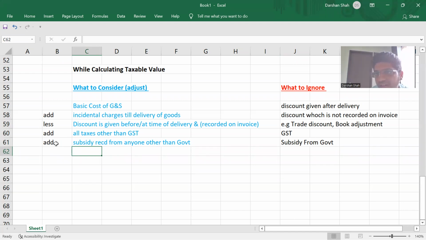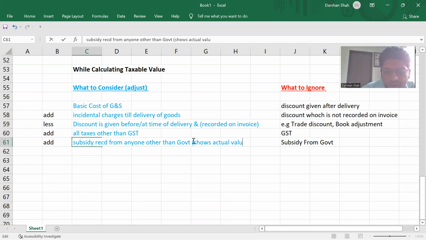Okay, subsidy is a benefit, right? Your actual cost is reduced because of subsidy. If your actual cost is reduced, tax will reduce. That's why government says if the subsidy is from the government, we will ignore it from taxable value, but all other subsidies you will have to add to the taxable value, so that it shows a true and fair view, the actual value without subsidy.